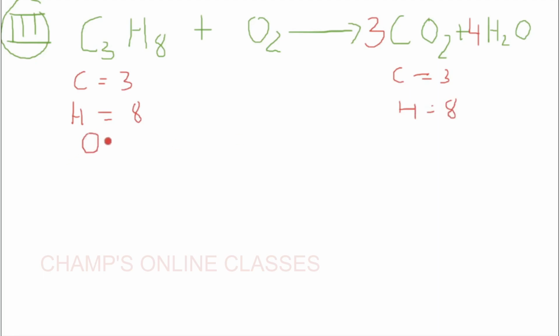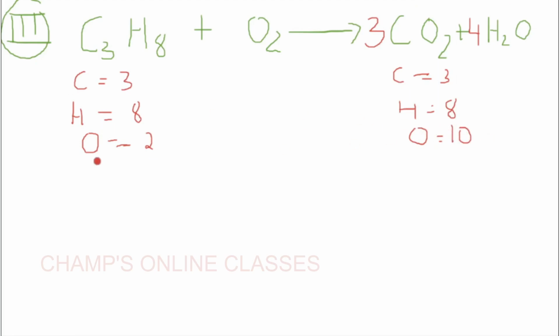Oxygen. Now there's only 2 oxygen on the reactant side. And on the product side, we can see there is 3 into 2, 6, and 4 ones are 4. So here there's 6 oxygen. Here there is 4 oxygen. 6 plus 4, 10. So there are 10 oxygen.